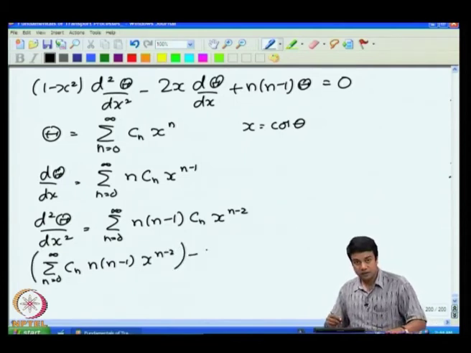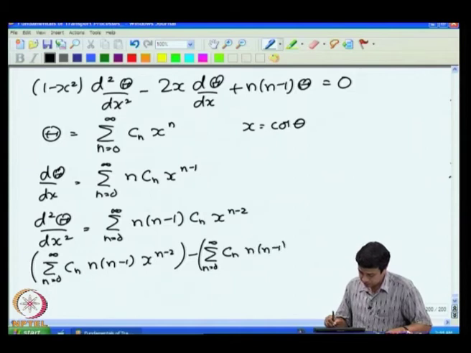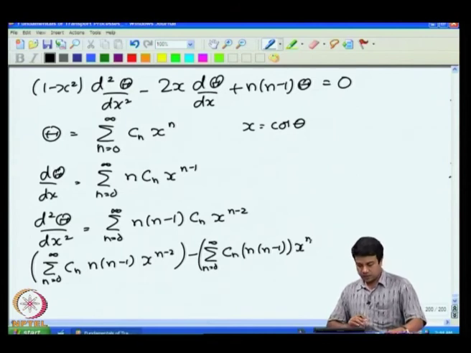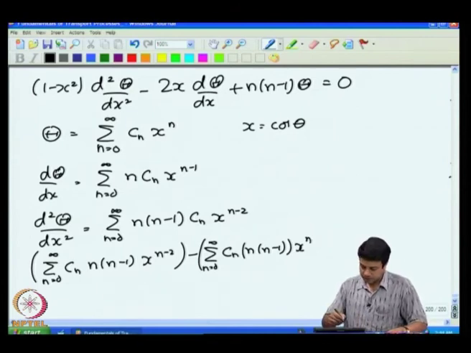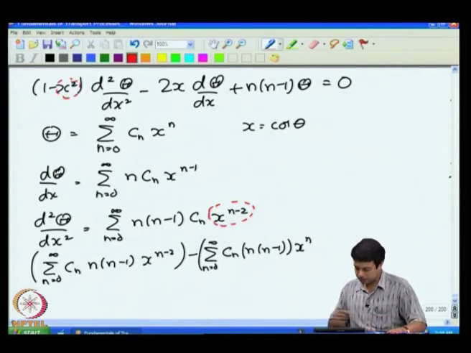minus x square into d square theta by dx square, that is n is equal to 0 to infinity of Cn n into n minus 1 x power n, because the second derivative has x power n minus 2 here, and for the second term I am multiplying this by x square. So, I get back x power n.